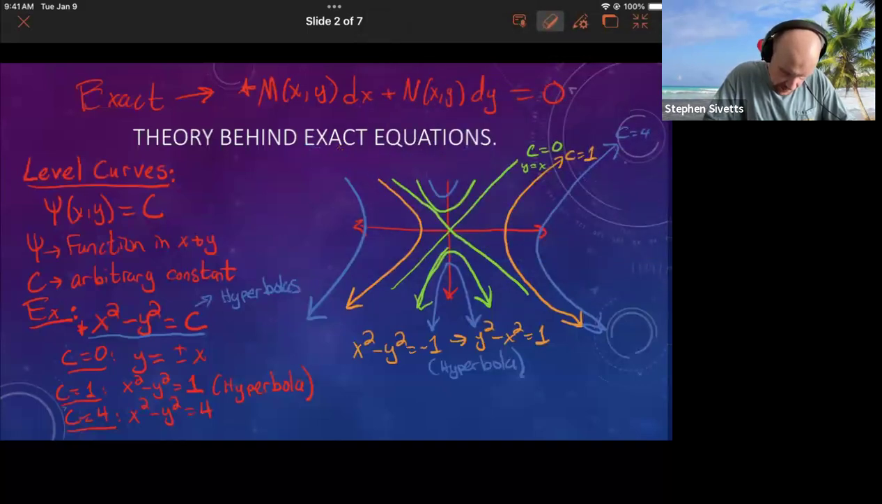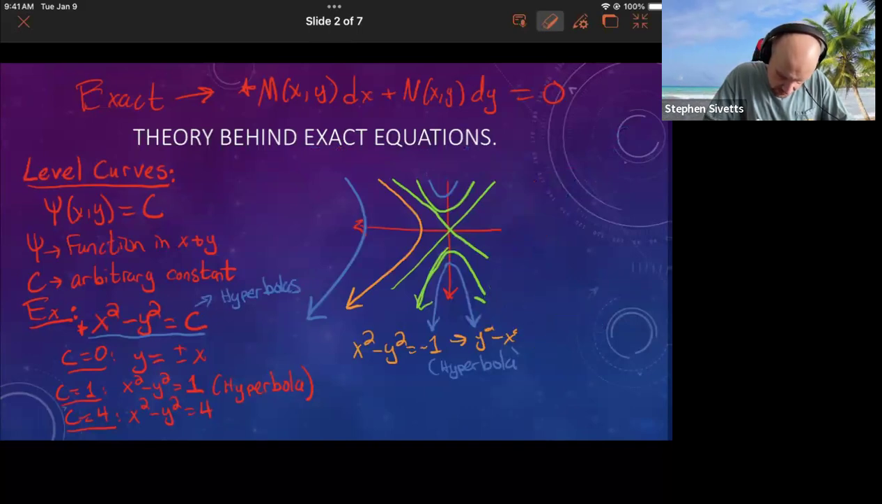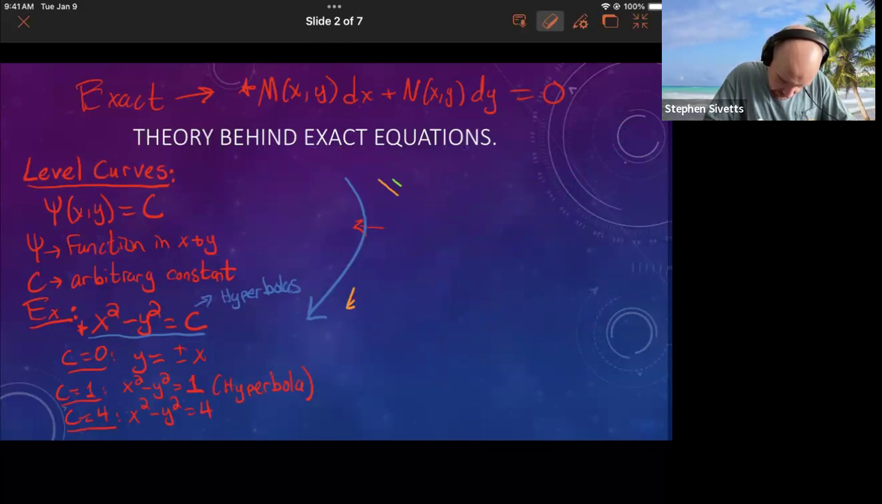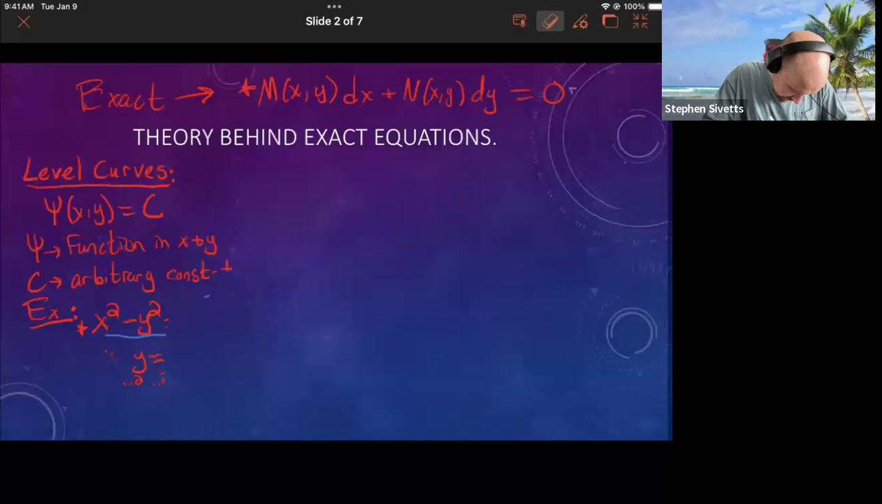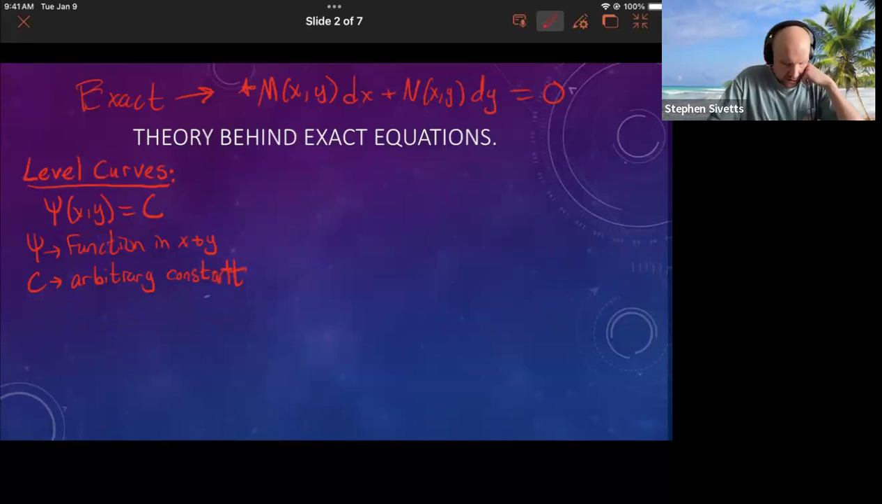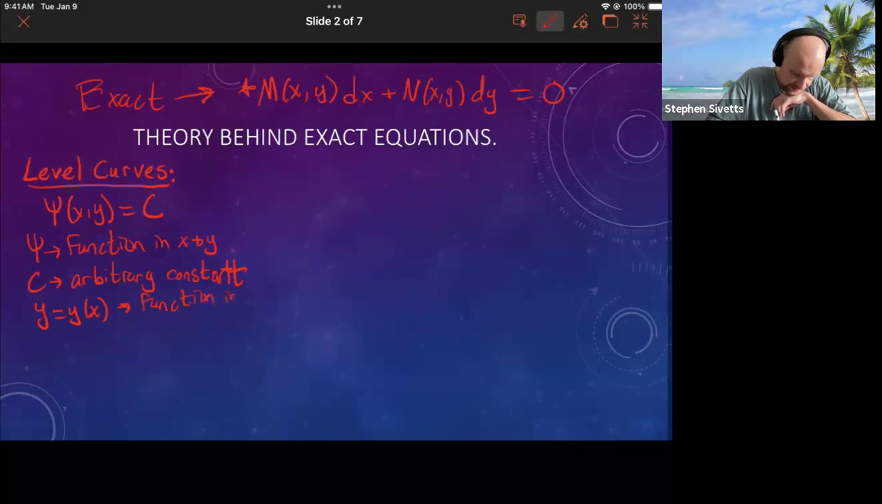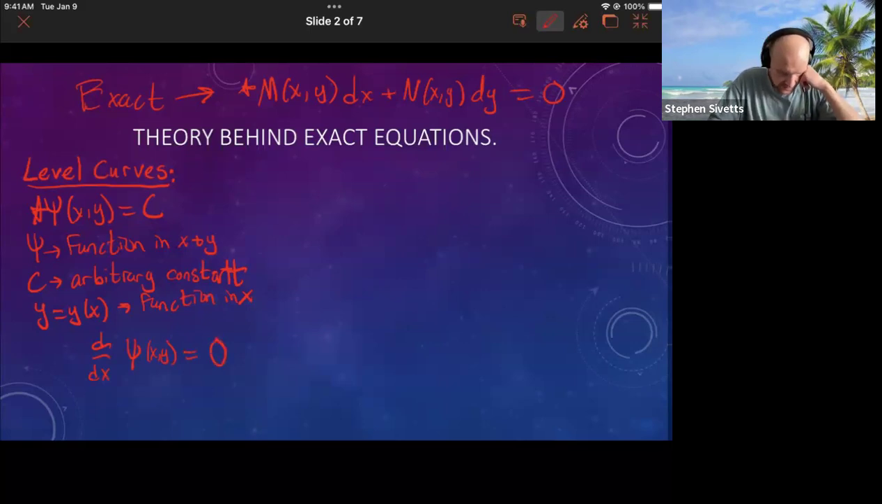So I'm going to erase this here. And I'm going to go over how the exact differential equation is formulated. All right, this example. It's constant. All right. So now y, this would be a function in the independent variable, right? So this is a function in x, right? The independent variable. And so if I were to differentiate both sides of this equation with respect to x of psi, right? This will be 0. The derivative of a constant is 0.